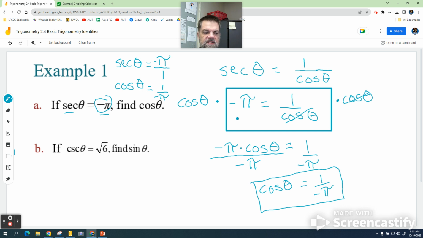And I can kind of do the same thing with sine. If I say that cosecant of theta is equal to the square root of 6, can I write that as the square root of 6 over 1? So then what would sine be? Well, that would be 1 over the square root of 6. I can't leave it that way, though. I have to multiply this by the square root of 6, multiply this by the square root of 6. And I get root 6 over 6.